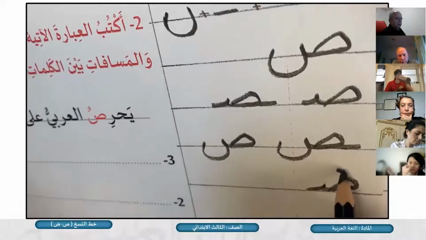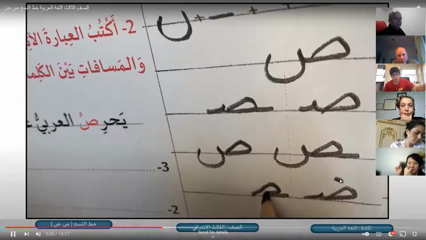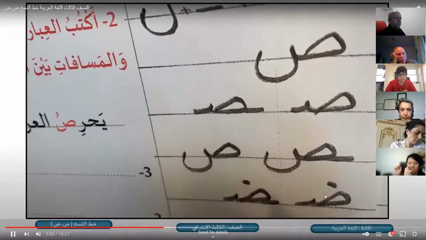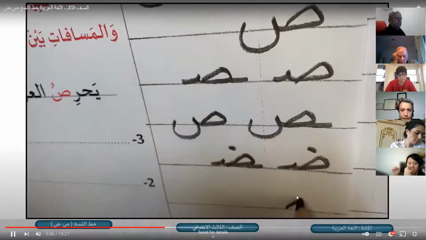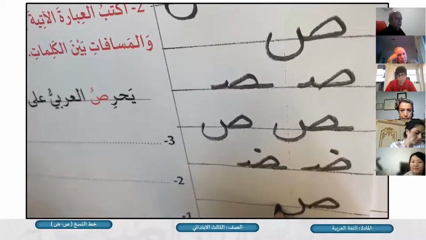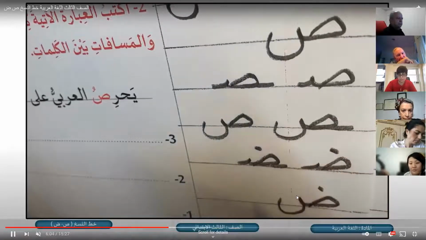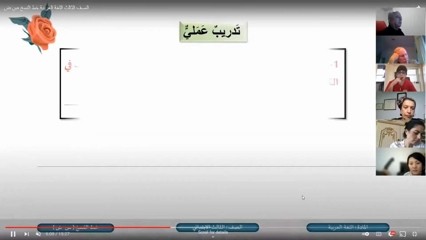Now she's going to do the same with the next letter. Well, this is too big. It should be just a dot. It looks like 2 dots. This is for Dad. And this is for Dad as well, when it is at the end of a word and not connected.